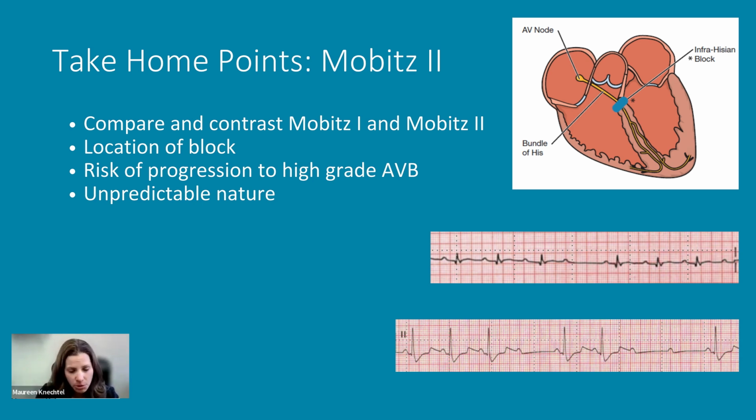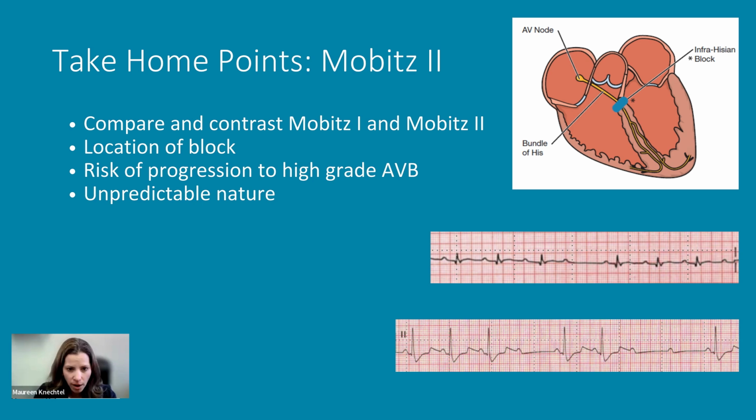And you have to be able to recognize the difference, because a Mobitz 2, generally, as long as it's not immediately reversible, requires a pacemaker, whereas a Mobitz 1 may or may not. In fact, usually it doesn't require a pacemaker, depending on what else is going on. So Mobitz 2 has a high chance of progression to significant AV block, complete heart block, very unpredictable. You don't know when those dropped beats are going to occur.